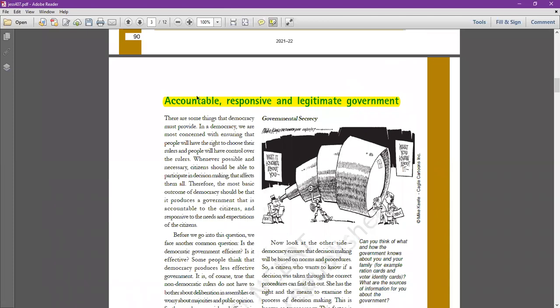Now, these are other things that democracy must provide. In democracy, we are most concerned with ensuring that people will have the right to choose their rulers through elections, as we have already discussed. People will have control over the rulers through the election. Whenever possible and necessary, citizens should be able to participate in decision making that affects them all. And how are the people involved in the decision making? Through the election process. You all know that we all have the right to vote, right to contest election even.